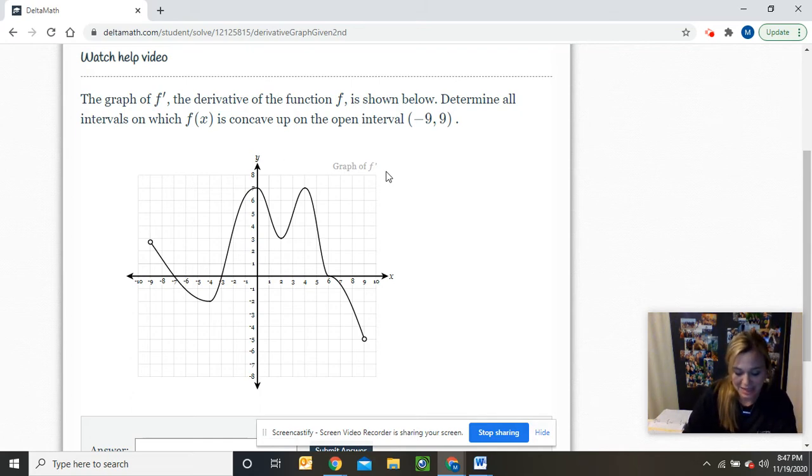Well, I just said a second ago that f is concave up anywhere the second derivative is greater than 0. So f is concave up when f double prime is greater than 0. This is a really good justification for this. So if you notice, I'm not even actually looking at the graph yet.